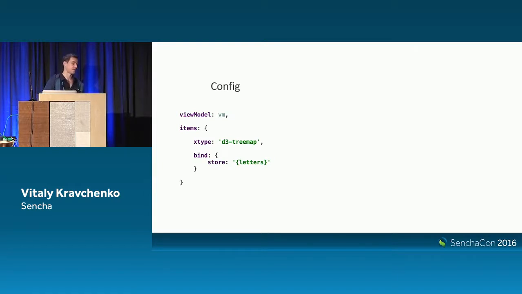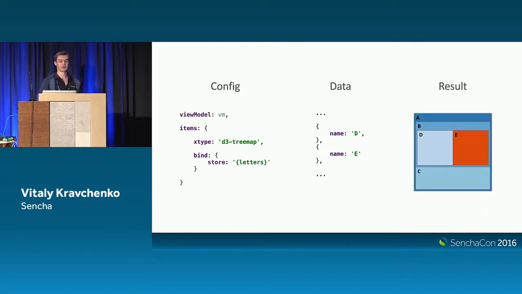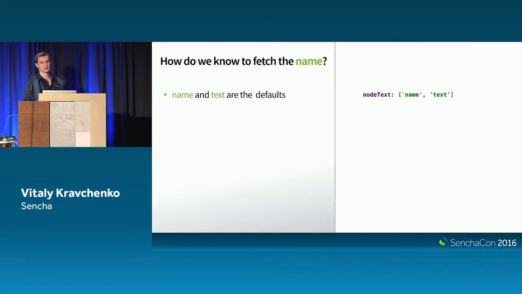So to review, this is the config that we used. This is the data that we have. And this is the result we got. And you probably noticed that there is something missing here, right? We have the name in our data, but nowhere in our config do we tell it to fetch the name from the data. And that's because the name and text fields are the defaults.